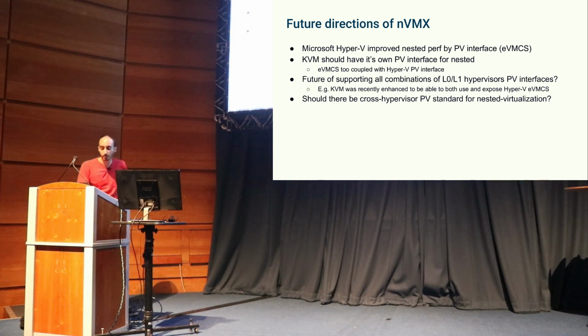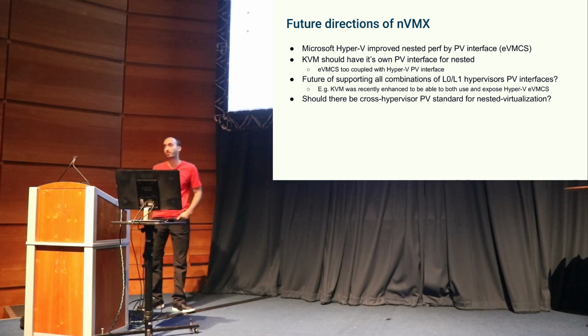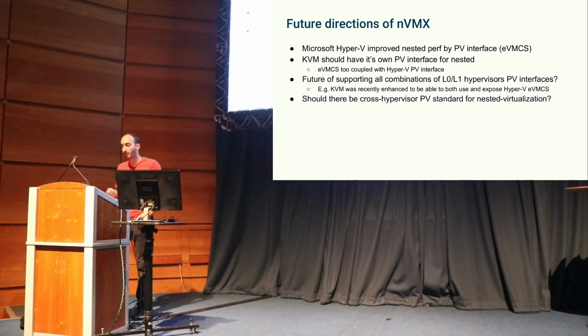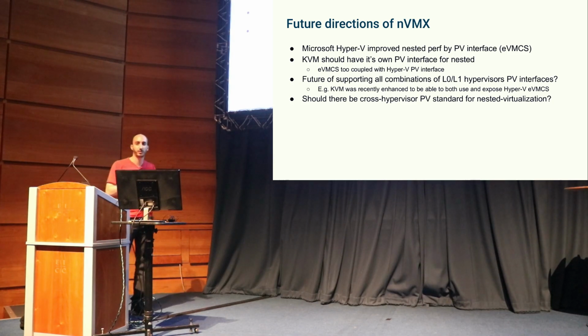But this also leads me to the thinking that if we go with the approach of implementing a PV interface for KVM for nested, we'll eventually reach a scenario where every hypervisor implements its own PV interface for nested. Because we can mix and match all these different hypervisors between layer 0 and layer 1, basically we will end up with very, very complex code, which I think is a horrible future to imagine.